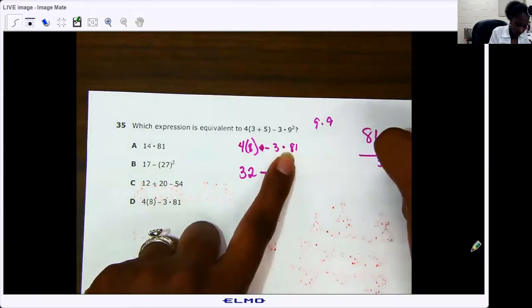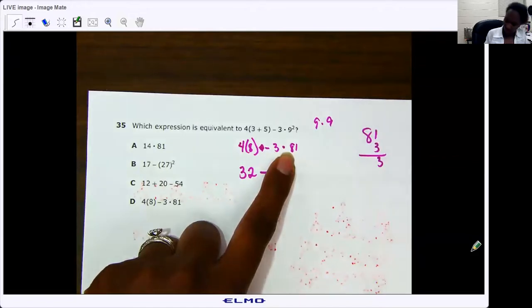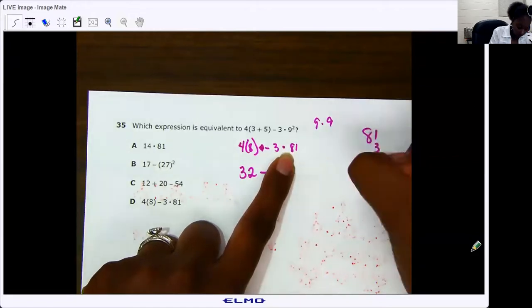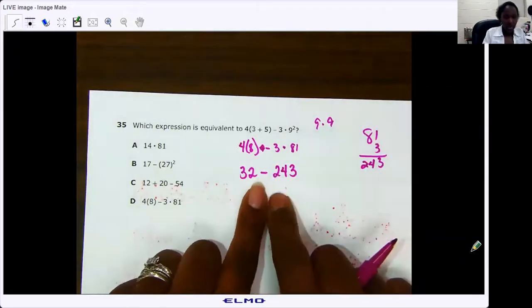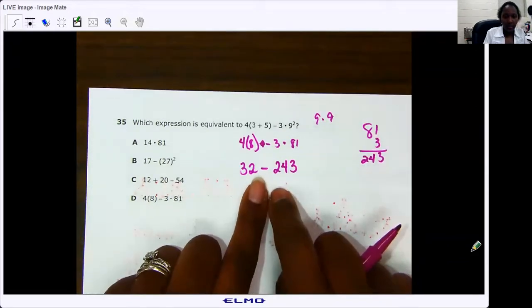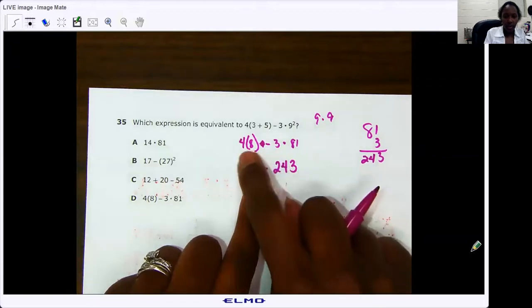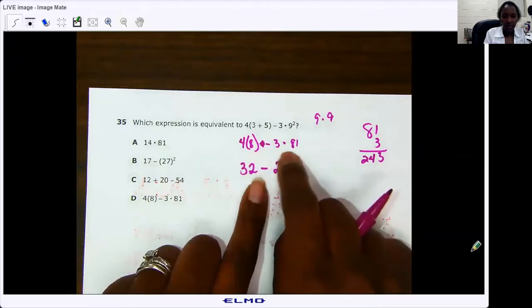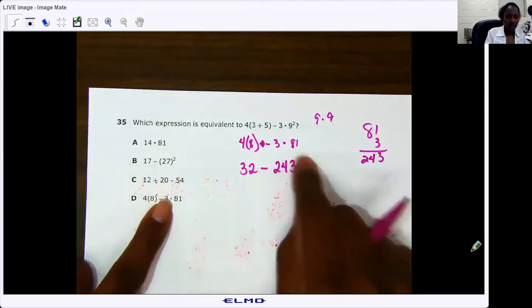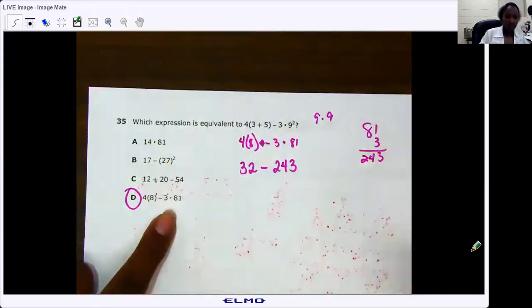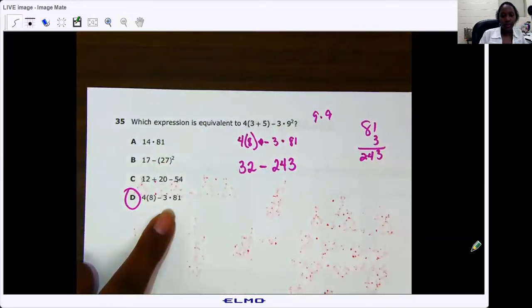8 times 3 is, what is 8 times 3? 8 times 3 is 24. Minus 243. But I can stop, ladies and gentlemen, because I see my solution. I have 4 times 8 minus 3 times 81. I see that right here. So I don't need to continue solving. I can stop. Letter D is my answer choice.